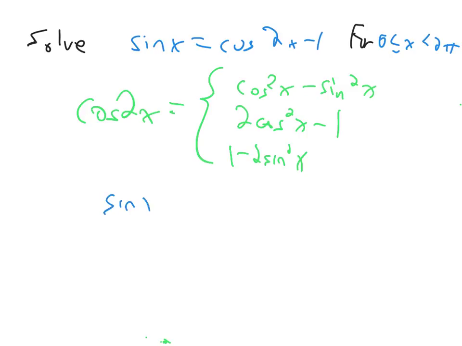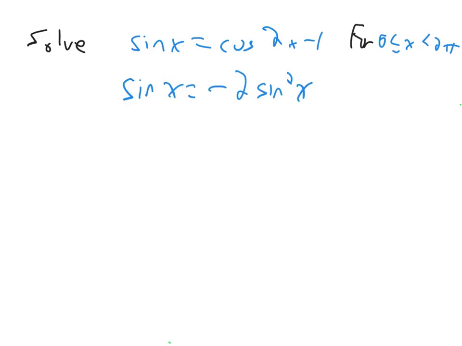We'd have sine x equals 1 minus 2 sine squared x minus 1. Of course, this one and that one will combine to be 0 and disappear, and we'll be left with sine x equals just minus 2 sine squared x. We can probably make that a little neater. So we've reduced our equation to being sine x equals minus 2 sine squared x.